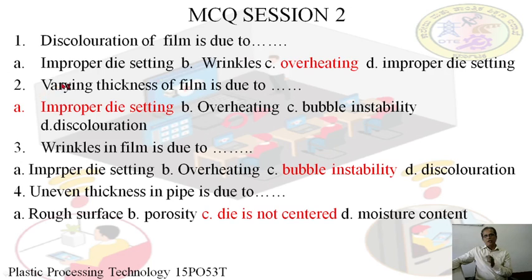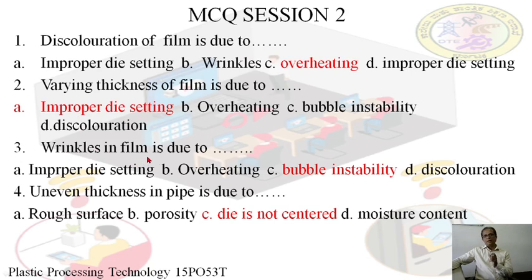Second question. Varying thickness of film is due to improper die setting. If the die is not set properly, the wall thickness may vary. So the correct answer is improper die setting.